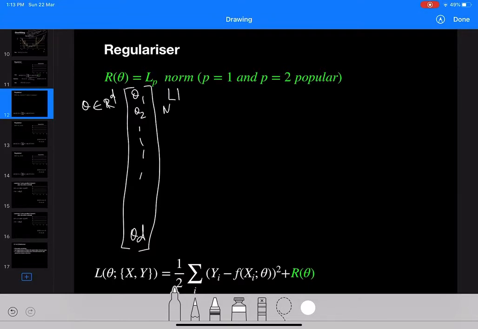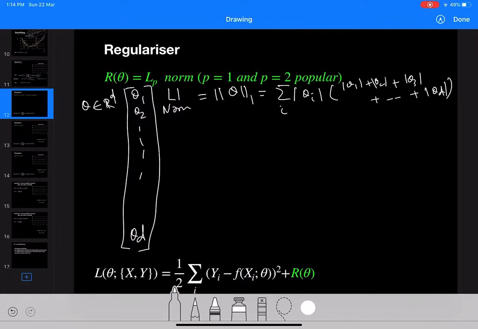L1 norm, and how you write it is like this, and what it is actually is sum over all i, absolute value of theta i. So you sum over all theta i's absolute value, right? So it would be absolute value of theta 1 plus absolute value of theta 2 plus absolute value of theta 3 up to absolute value of theta d, right?